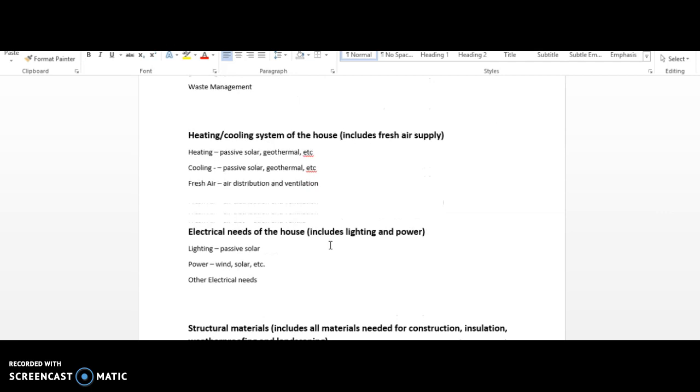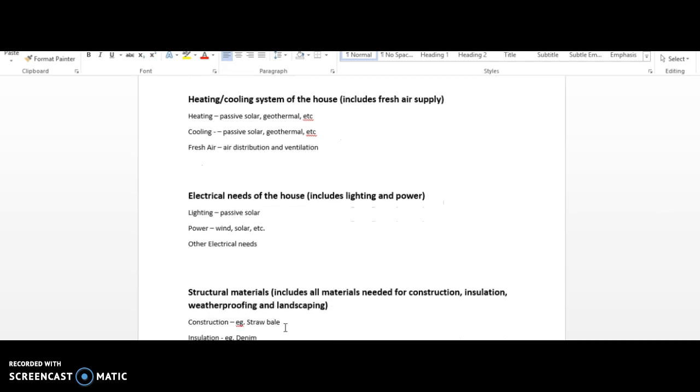Electrical needs. So we've got includes lighting and power. So lighting, power, any other electrical needs you can think of. And how do you plan on providing these? Lighting, and again, you could go back to using a little bit of that passive solar, the direction that you would choose to aim your house to get the most sunlight. Power, are you going to look at things like wind and solar? And again, explain a little bit about those.